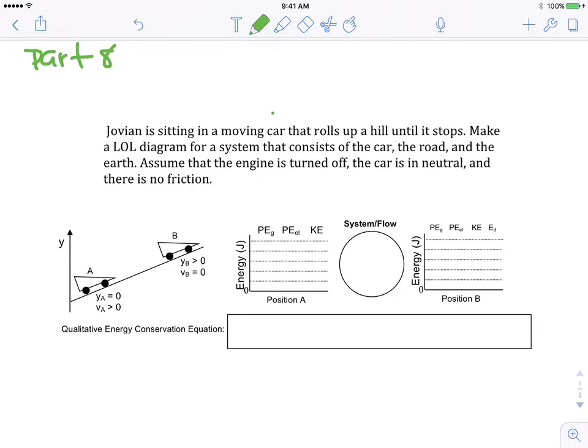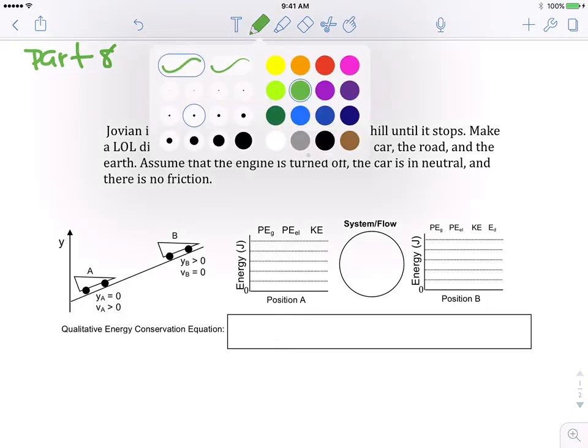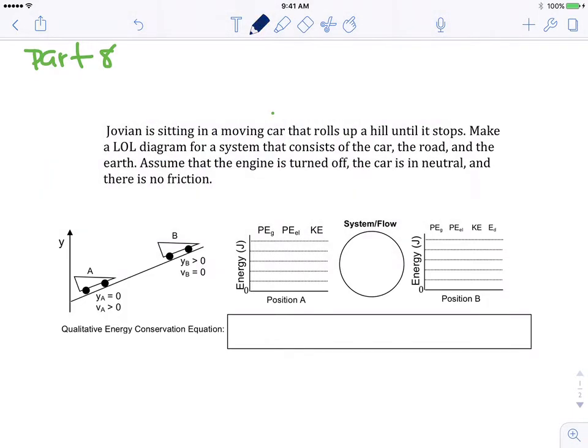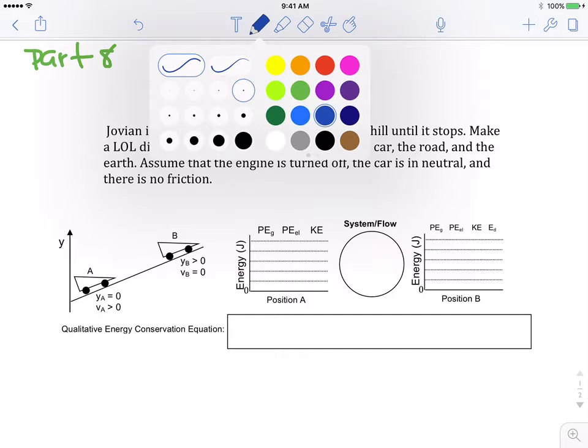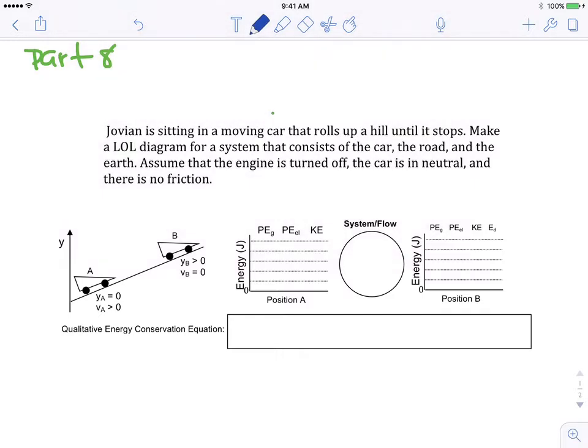Okay, so again, this is number 16. Jovian is sitting in a moving car that rolls up a hill until it stops. Make a LOL diagram for a system that consists of the car, the road, and the earth. Assume that the engine is turned off, the car is in neutral, and there is no friction. All that information is very useful. So let's start off with what we know. We know that our system is going to consist of the car, the road, and the earth.